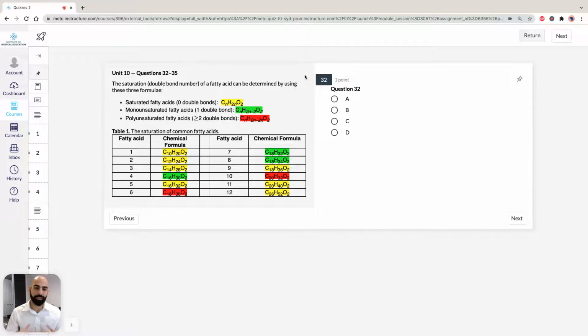But if we take a close look at the question, it gives us a spiel about fatty acids, and it gives us a table of common fatty acids. So what you had to do here was quickly deduce which of these fatty acids are saturated, monounsaturated, or polyunsaturated. The easiest way to do that is by using these three formulae.